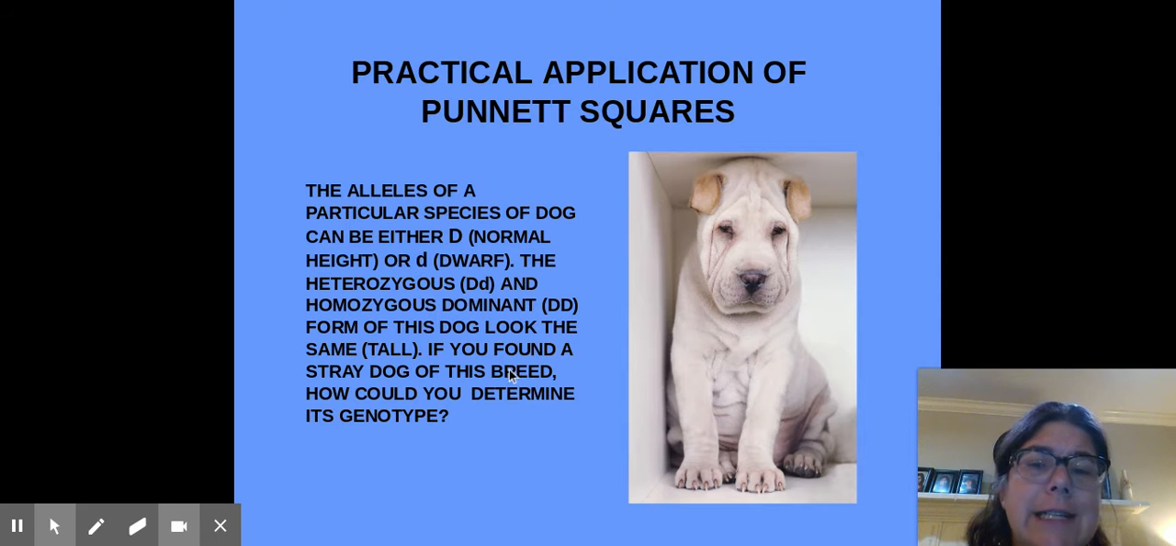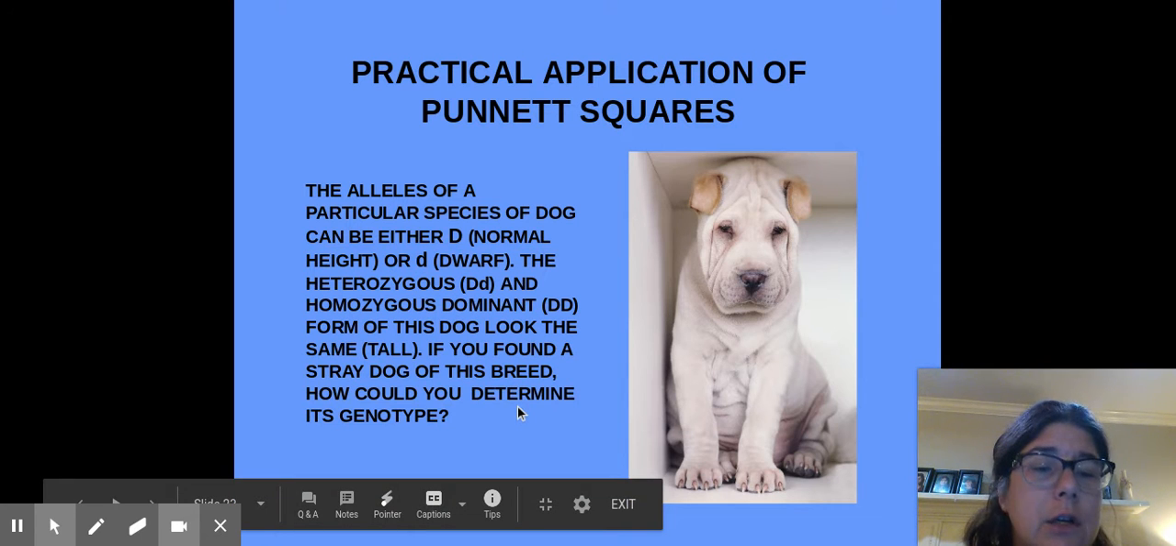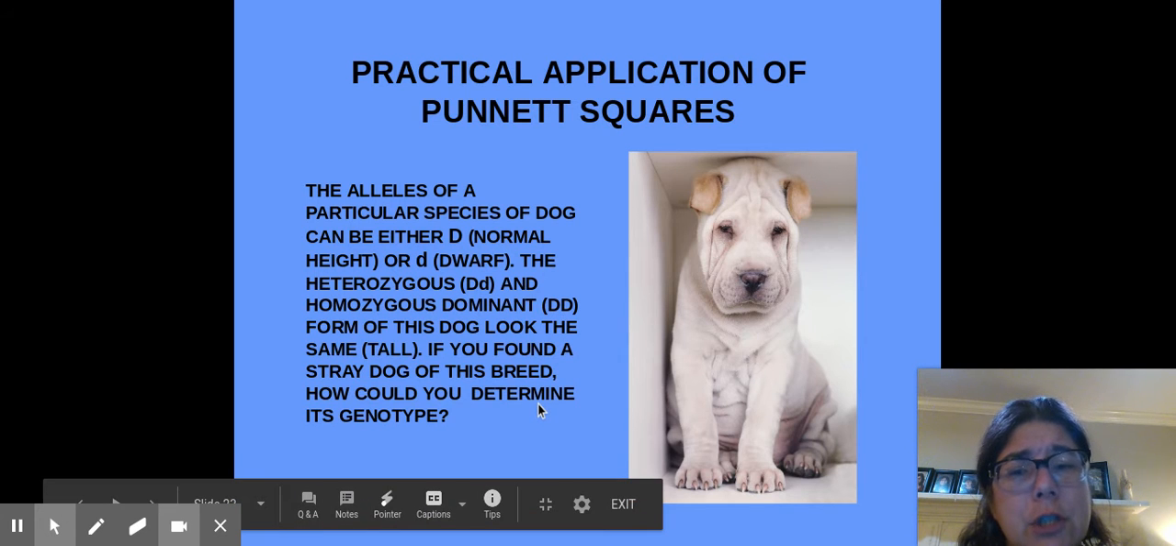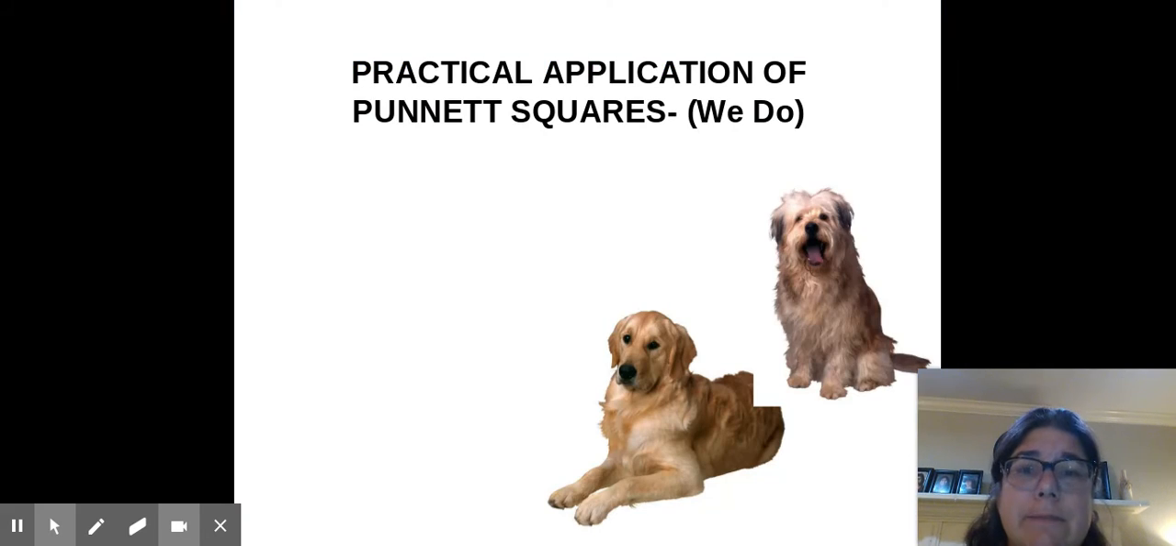If you found a stray dog of this breed, could you determine its genotype? Now, if it was tall, could we know for sure if it was big D, little d, or big D, big D? Maybe not, because both of them are going to show a tall phenotype, so not necessarily. If it was little d, if it was a dwarf one, we might be able to. Okay, but at least it gives us a chance in the right direction.